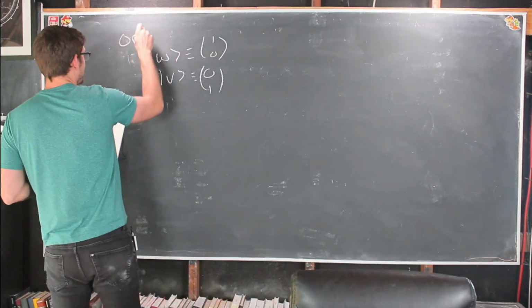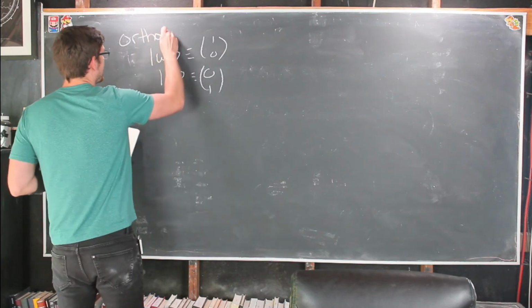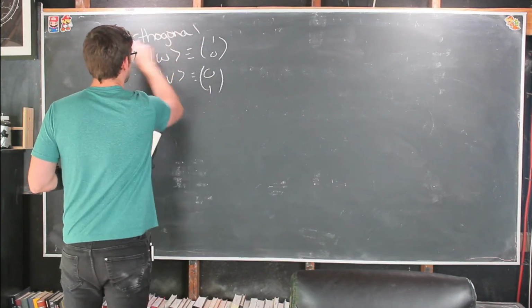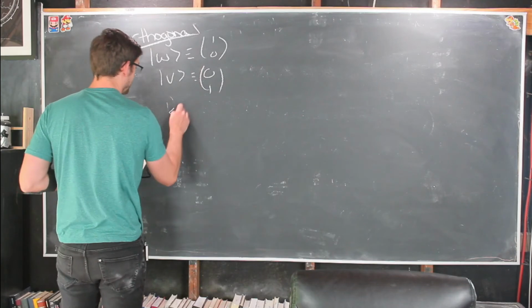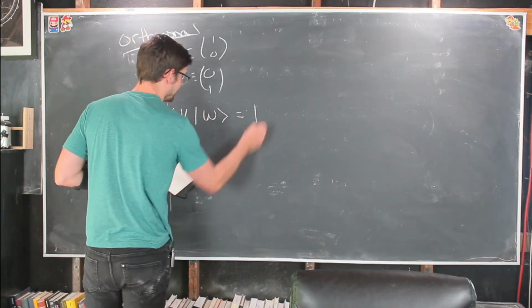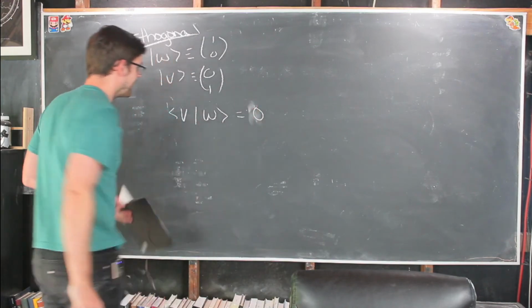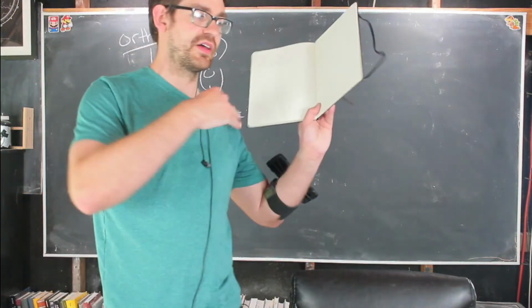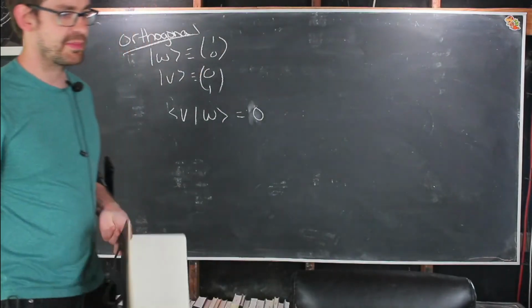Orthogonal is when you have the dot product between two vectors and it's equal to 0. That means they make a right angle, and it can be very useful.